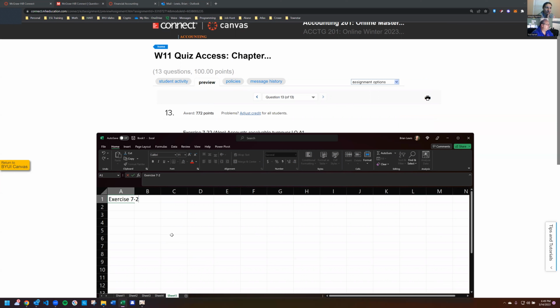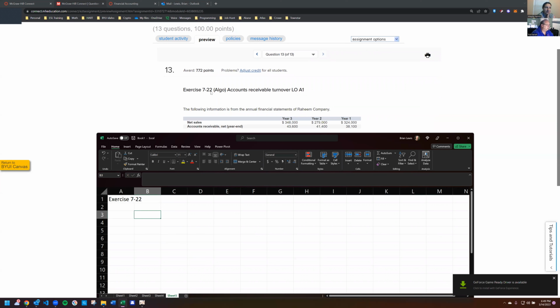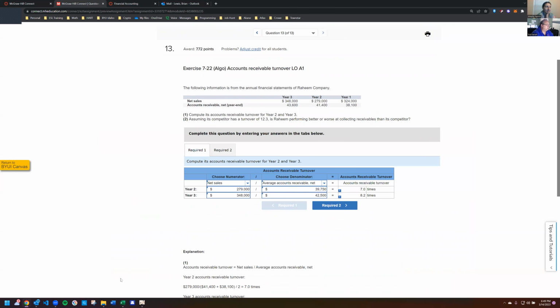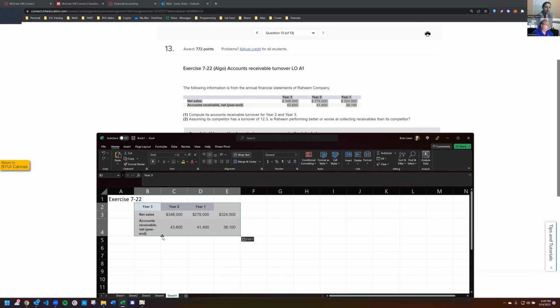Problem 7-22? It sure is. Okay, let's see if I can slow down on this one and get it right. The following information is from the financials. Let me copy it over here. Compute its accounts receivable turnover for year 2 and 3. Oh, I hate these. These are so hard, but we will do it.